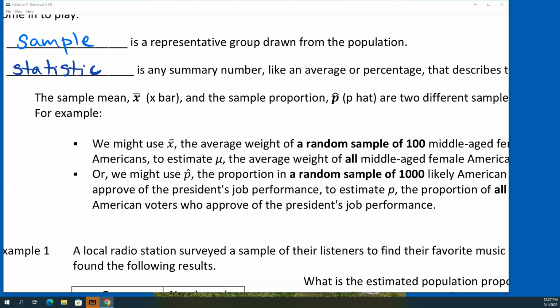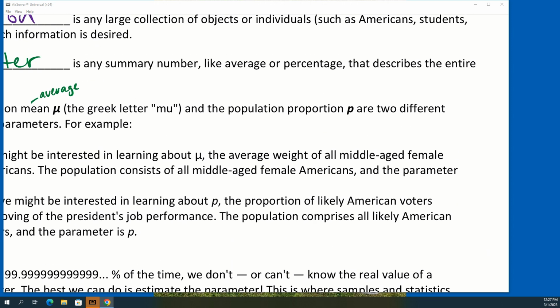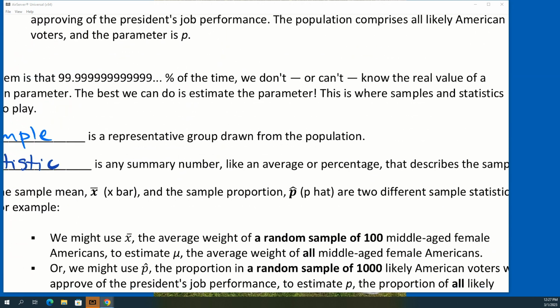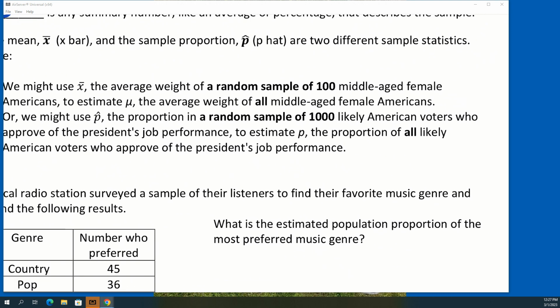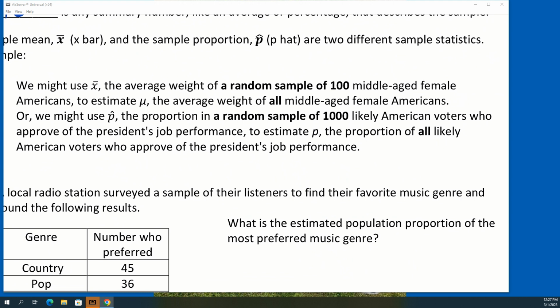So we can find a sample mean. Now, a sample mean is represented with this symbol here that's called X bar. Or we can find a sample proportion, which is called P hat. It's kind of goofy sounding, but that's what it's called. So instead of trying to speak to 40 million people about how much they weigh, you can just find a random sample of 100 middle-aged people, get the sample mean, and use it to estimate the population mean.